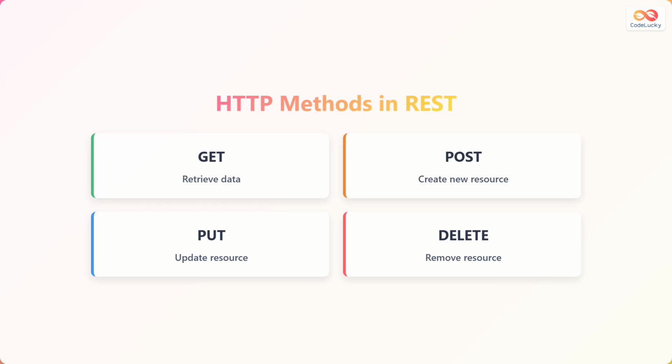REST APIs use hypertext transfer protocol, also known as HTTP, methods to perform different actions. The GET method is used to retrieve data. The POST method is used to create a new resource. The PUT method is used to update an existing resource. The DELETE method is used to remove a resource.